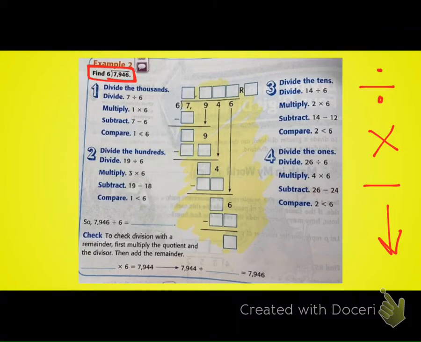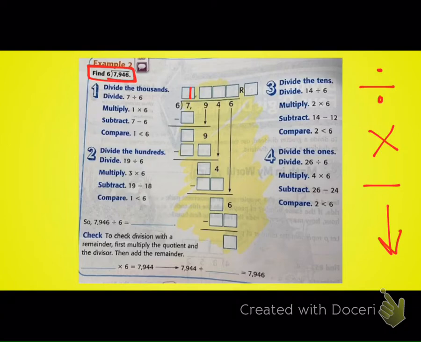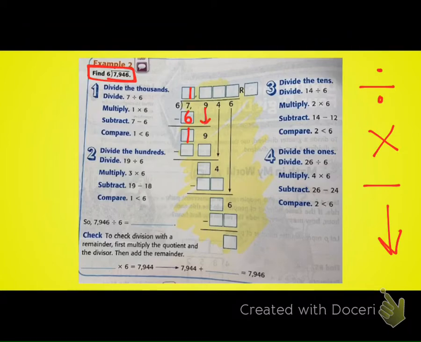7 divided by 6 is, that's our division, 1 time. Multiply, 1 times 6 is 6. Subtract, 7 minus 6 is 1. Bring down our 9. Done with our first step. Now we go back up to the top of the list. We start all over again. So now we're dealing with this 19 here.